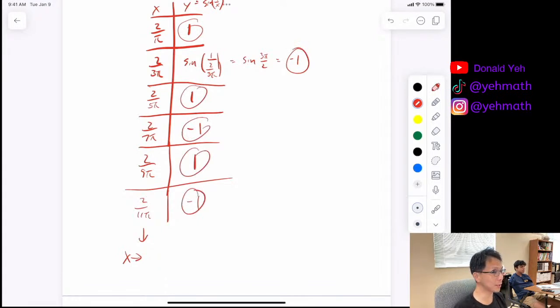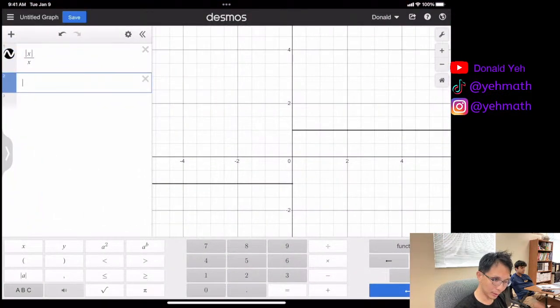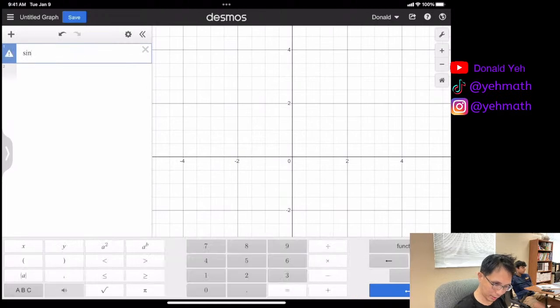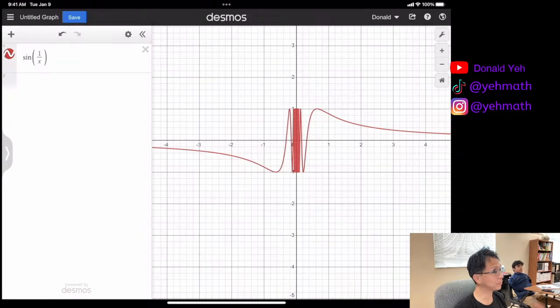Now, do you guys want to see this graph? It's freaking cool. I'm going to show you that. Look at this graph. Sine of 1 over x. It looks like this. And not only does it look like this, it's very interesting.